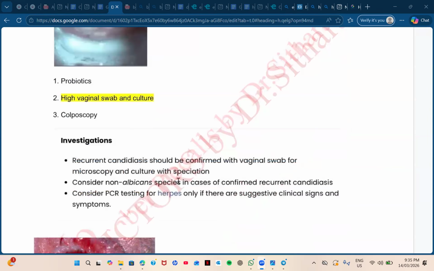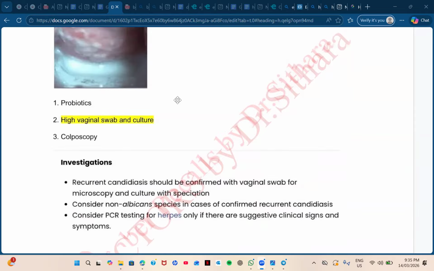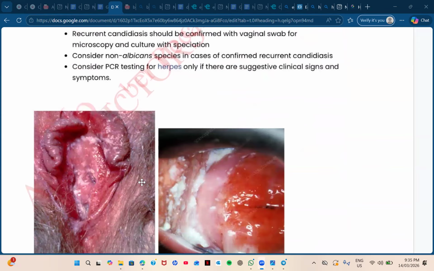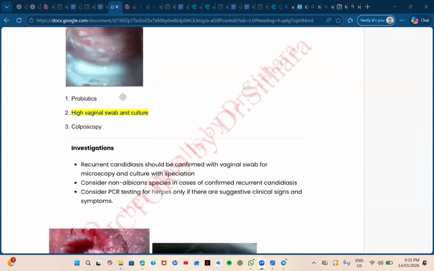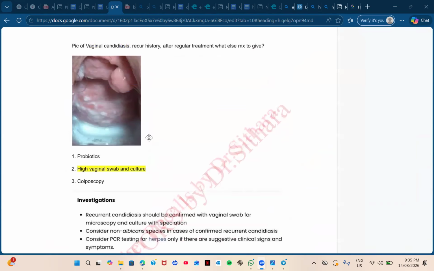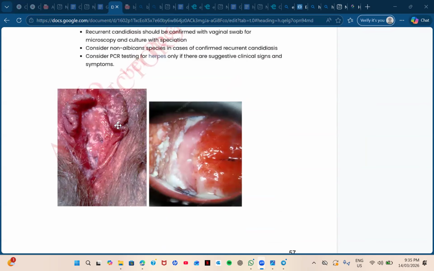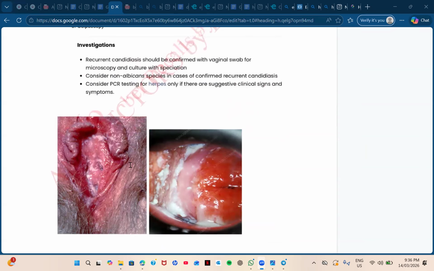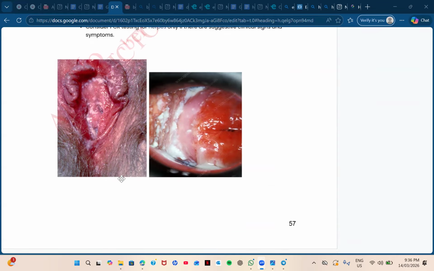This is from STI Australia: recurrent candidiasis should be confirmed with a vaginal swab for microscopy and culture. So, due to that, we can go with a high vaginal swab and culture for recurrent cases as the first thing. Vaginal candidiasis does not always present with the curd cheese appearance, right? It can present with a red, raw vagina as well. That's why I have added it. So please keep this in your mind, with a burning sensation and like that.